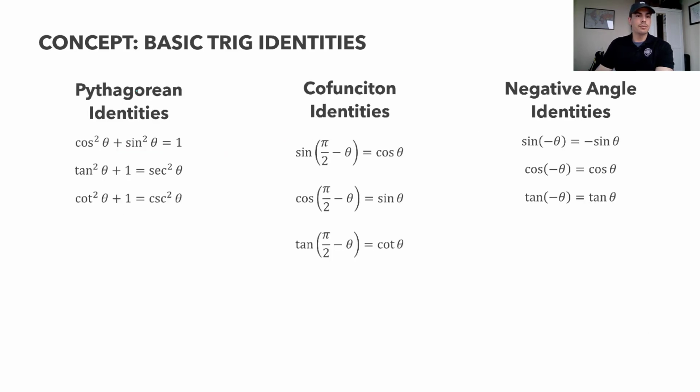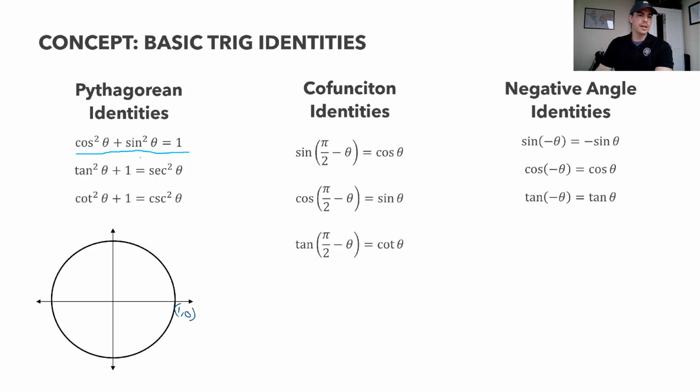Now let's look at 3 more types of identities here. So pause and make sure you write all these down. First one is our Pythagorean identities. This is the one that's going to be most used. However, we derive these second 2 from this first one. So I'm just going to show where this first one comes from.